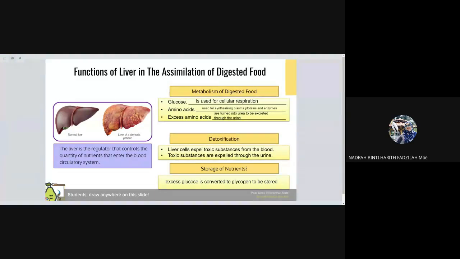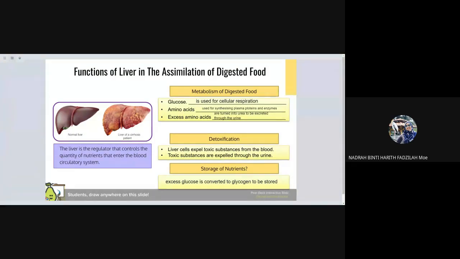So apa yang berlaku dalam liver? Pertama sekali, substances yang masuk ke dalam liver atau regulated by the liver is glucose and amino acid. So glucose is used for cellular respiration, while amino acids are used for synthesizing plasma protein and enzymes. Untuk liver sendiri pun, dia perlu gunakan glucose dengan amino acids untuk maintain the cells that make up the liver. So sebab itulah ada poin pertama pasal glucose dengan poin yang kedua tu.